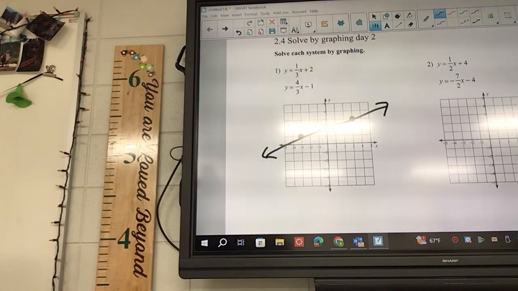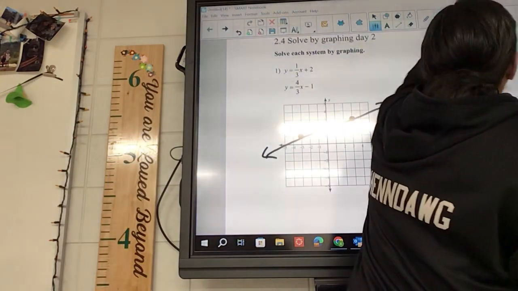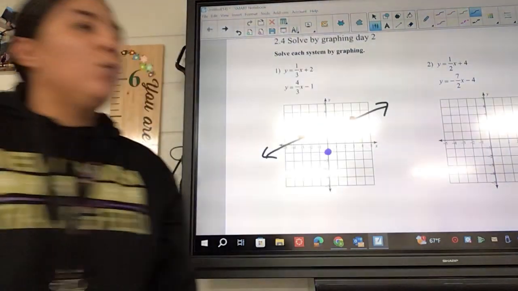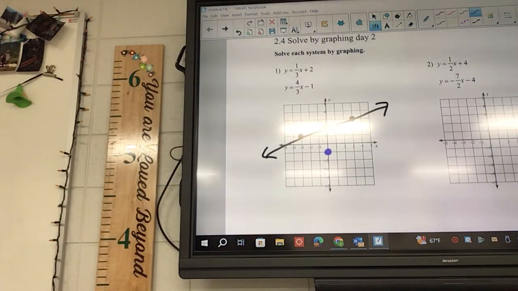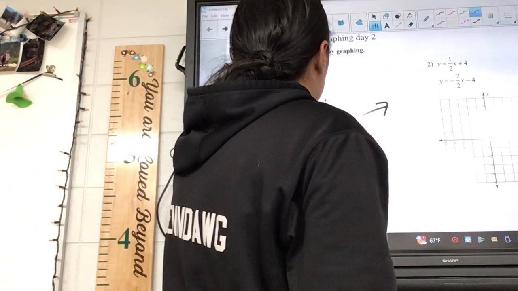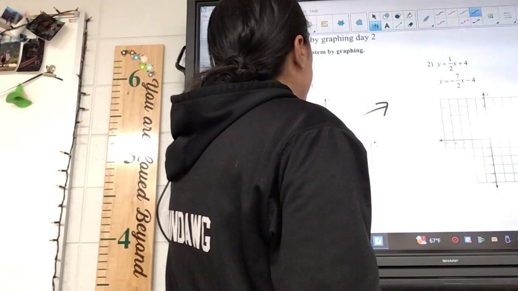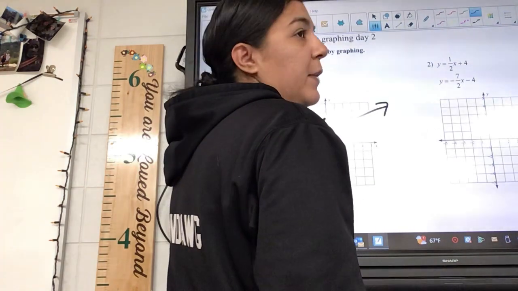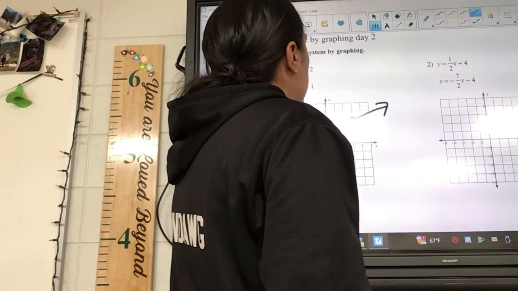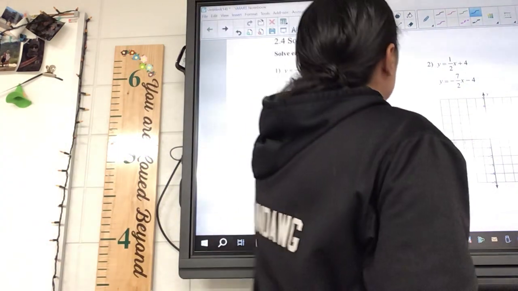Line two, where does it start? Negative one. Okay, and what is the slope? 4 over 3. So we're going to go up 4: 1, 2, 3, 4. And if you don't know, you're going to go over 3. Well, which one makes sense? Over 2. That's why my marker just drew, so ignore that.